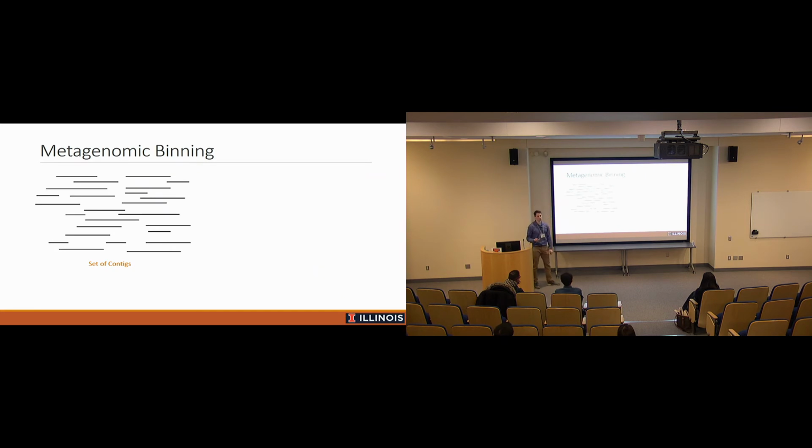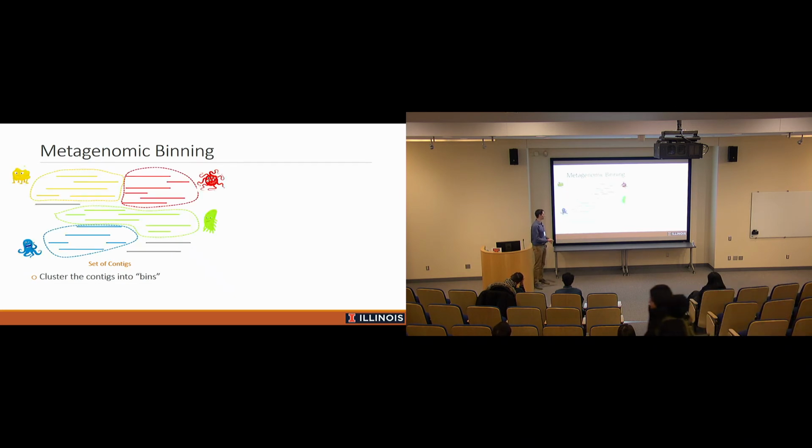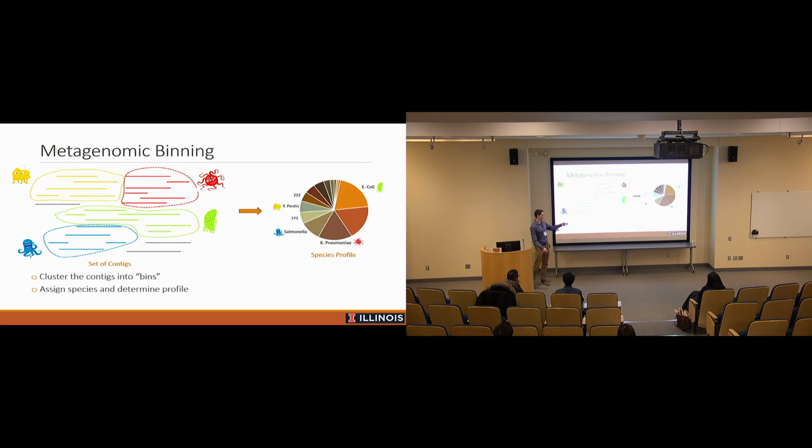Specifically, the metagenomic binning problem is the problem of taking these contigs and clustering them into bins, where each bin corresponds to a species. And using some database of known species, you can assign the species to each bin. Okay? And then from there, it's easy to build this species profile. The harder part is actually clustering in the first place. So how do we cluster?